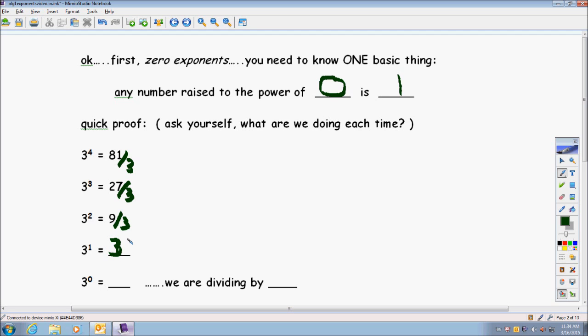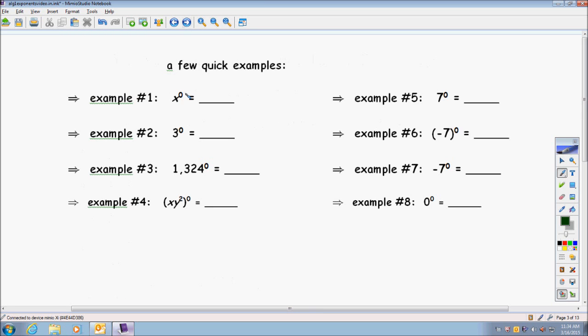If I keep dividing by 3, then 3 to the power of 0 is actually 3 divided by 3, which is 1. As we divide by 3, we're getting 1 at the very end. So 3 to the power of 0 is 1. Just a quick little proof, not a really big time proof, but a visual proof to help you there.